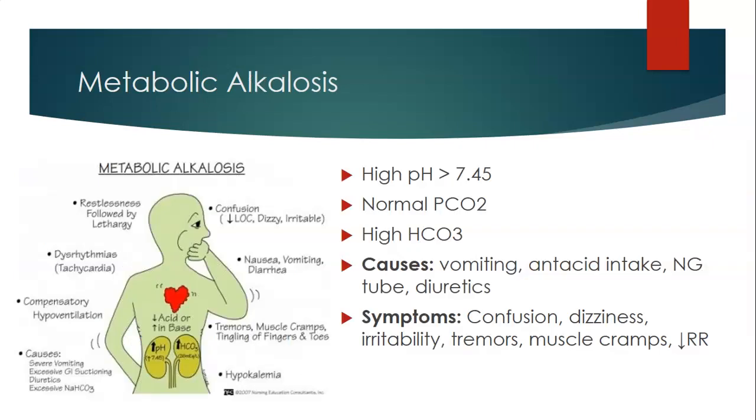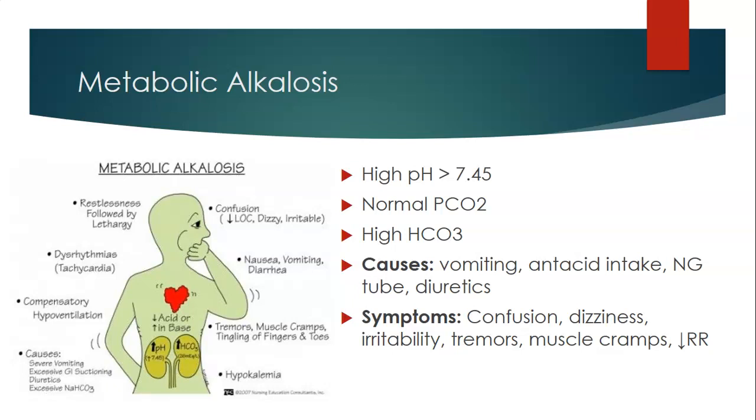So lastly, we're going to talk briefly about metabolic alkalosis. Metabolic alkalosis will present with a high blood pH, so greater than 7.45. This person will probably have a normal PCO2 and a high bicarb level, probably greater than 28. Some causes of this might be vomiting, excessive antacid intake, potentially NG tubes or diuretics, depending on the diuretic.